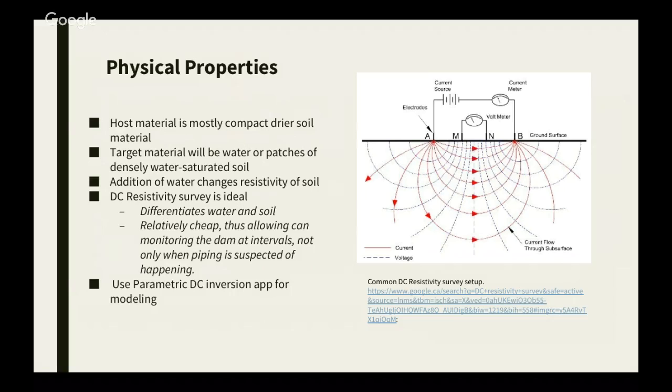So our host material is drier, compact soils, while the target material is going to be water or more dense patches of saturated soils. Therefore, we can use a DC resistivity survey to exploit the resistivity contrasts between the drier soils and the piped water. Since it's relatively cheap, we can also use multiple surveys and repeat it at different time intervals, even when piping is not suspected.